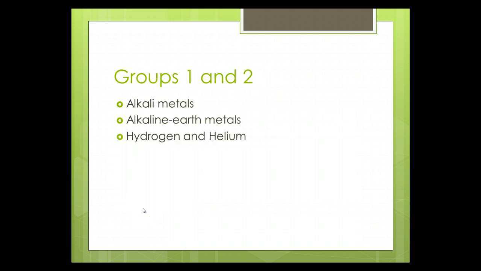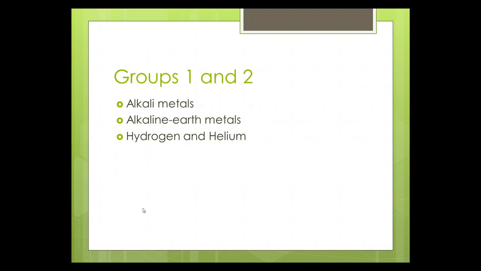Groups 1 and 2 are called the alkali metals and the alkaline earth metals. These are the only 2 groups for the S block. They include hydrogen and helium, although hydrogen really doesn't belong to either group, and helium doesn't belong to either group. Helium actually belongs to the noble gases, as we'll get to later.